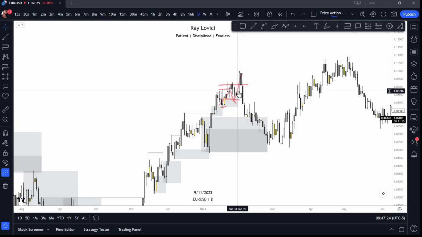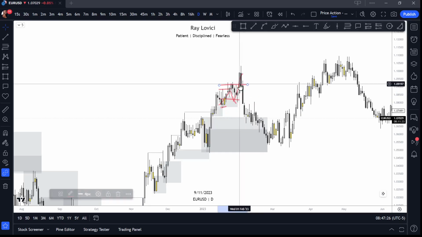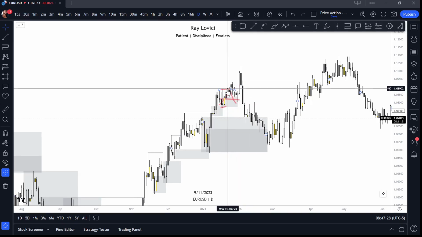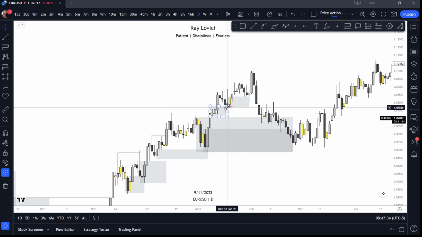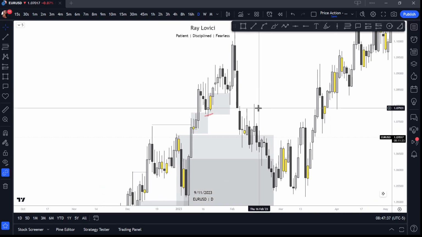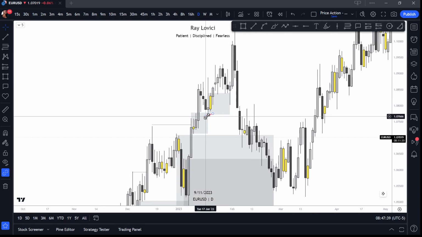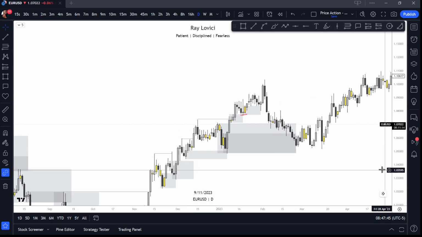Let me just erase these lines again. Like so. So anyways, okay, I'll get that later.